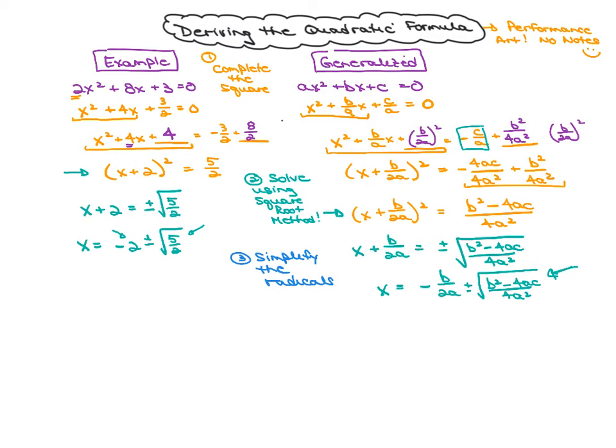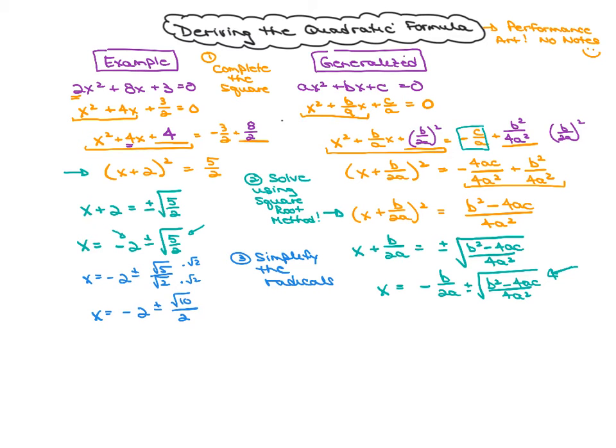Let's look at the example. I know this is the same as plus or minus the square root of 5 over the square root of 2. I'm going to multiply the numerator and the denominator by the square root of 2, so I don't have a radical in my denominator, and I'll have x is equal to negative 2 plus or minus the square root of 10 over 2. Fabulous.